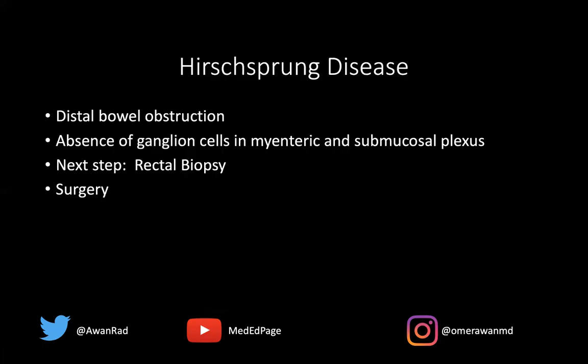This is a case of distal bowel obstruction. This happens from an absence of ganglion cells in the myenteric and submucosal plexus, and the next step would be rectal biopsy. That's how this is diagnosed, and eventually these patients often require surgery. So this is a nice example of Hirschsprung's disease.